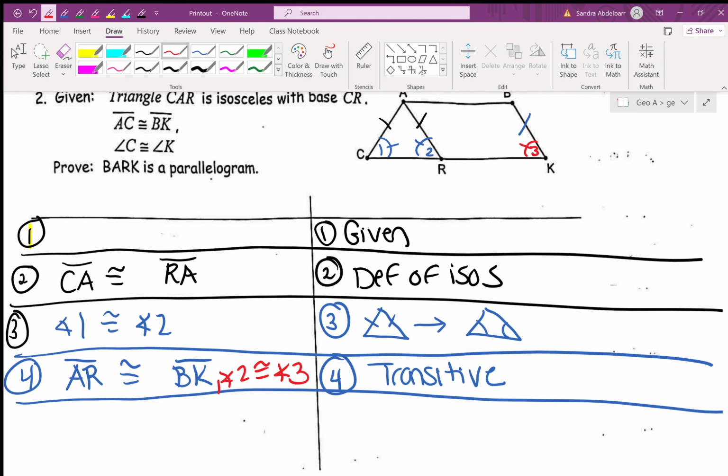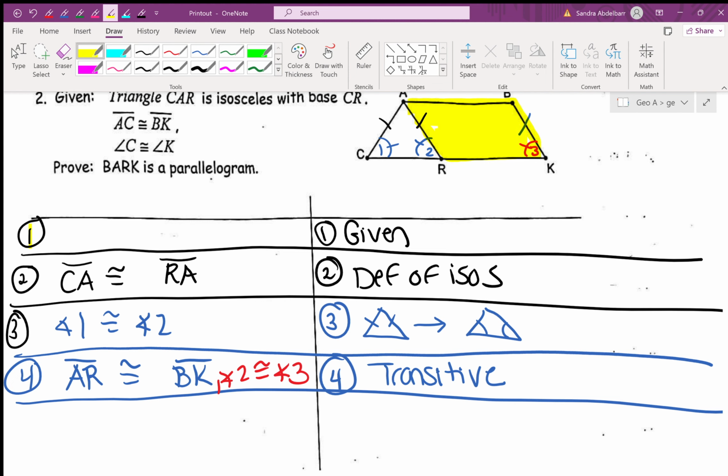All right. Did we go through all of our given? Yeah, we went through our given, and we actually made a lot of conclusions, right? As we were going through the given, we were able to make a lot of conclusions. Let's see what we want to prove now. We want to prove that BARK is a parallelogram.